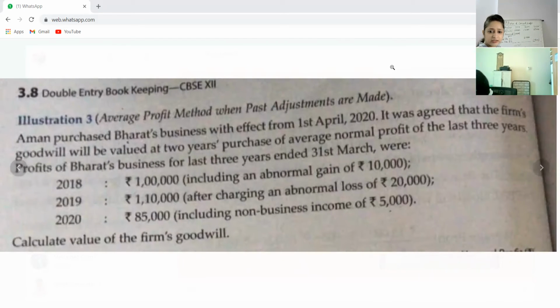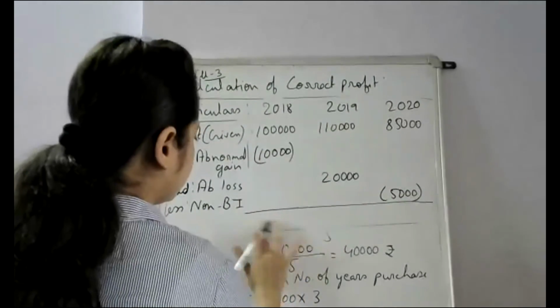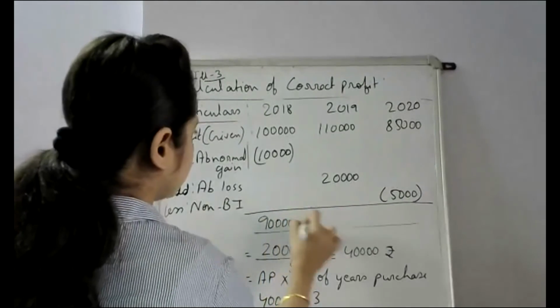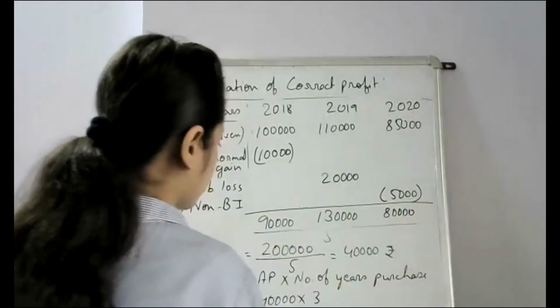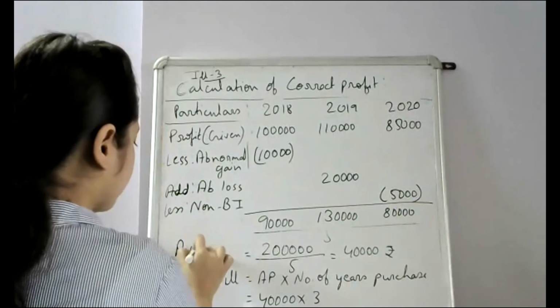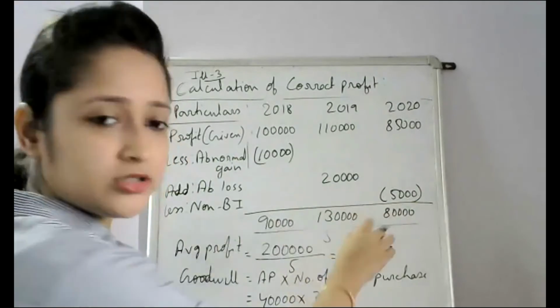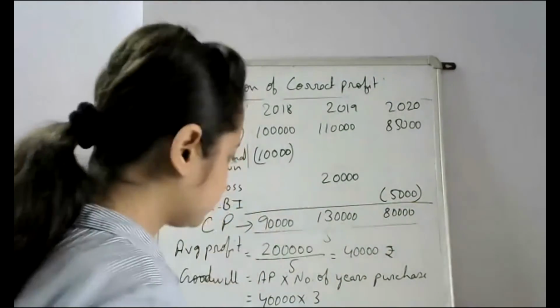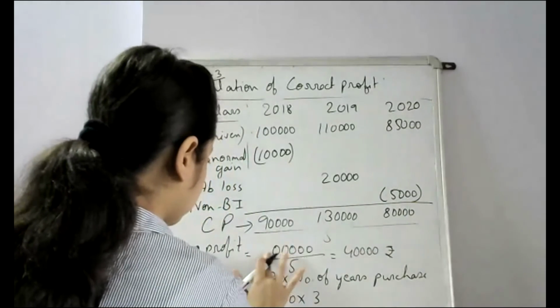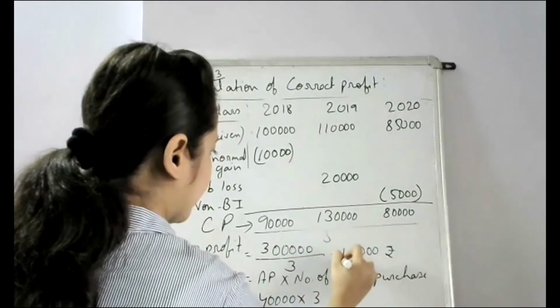Now this is the average profit method only. So find the correct profit. It will be 90,000, it will be 1,30,000, and it will be 80,000. So we have to find average profit. What will we get after adding all these three correct profits? 3 lakh. 3 lakh divided by 3. So we will get 1 lakh.